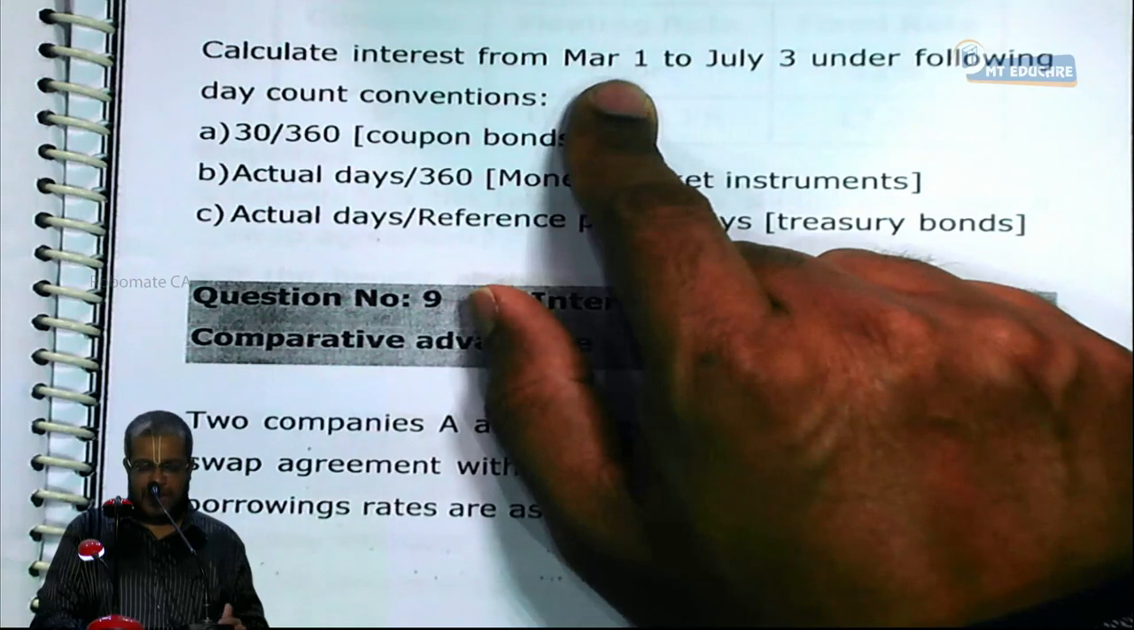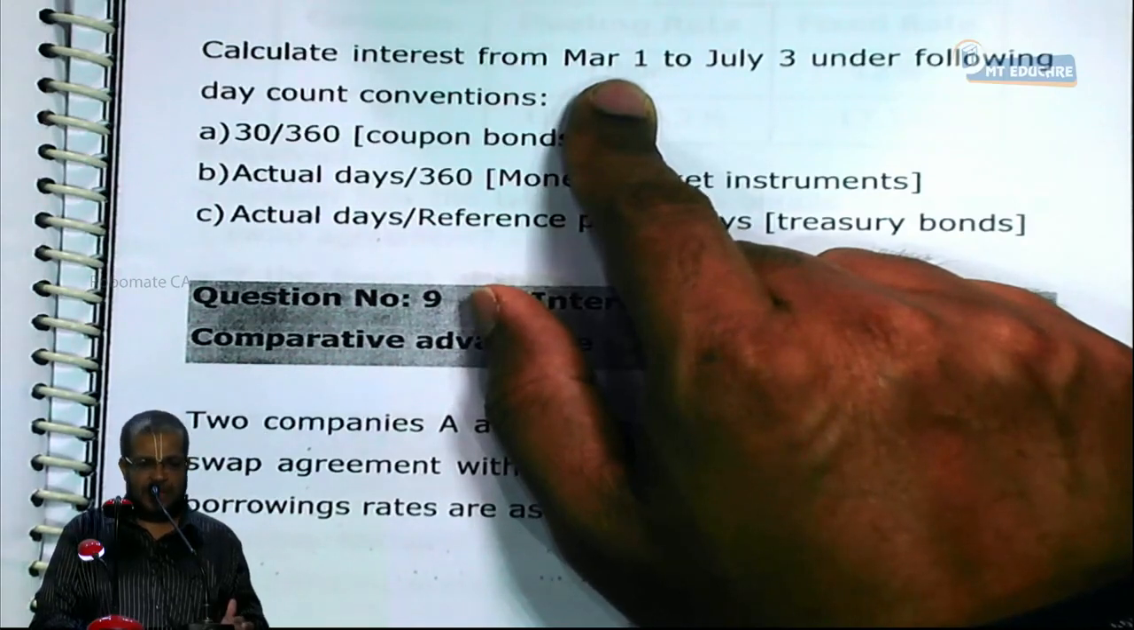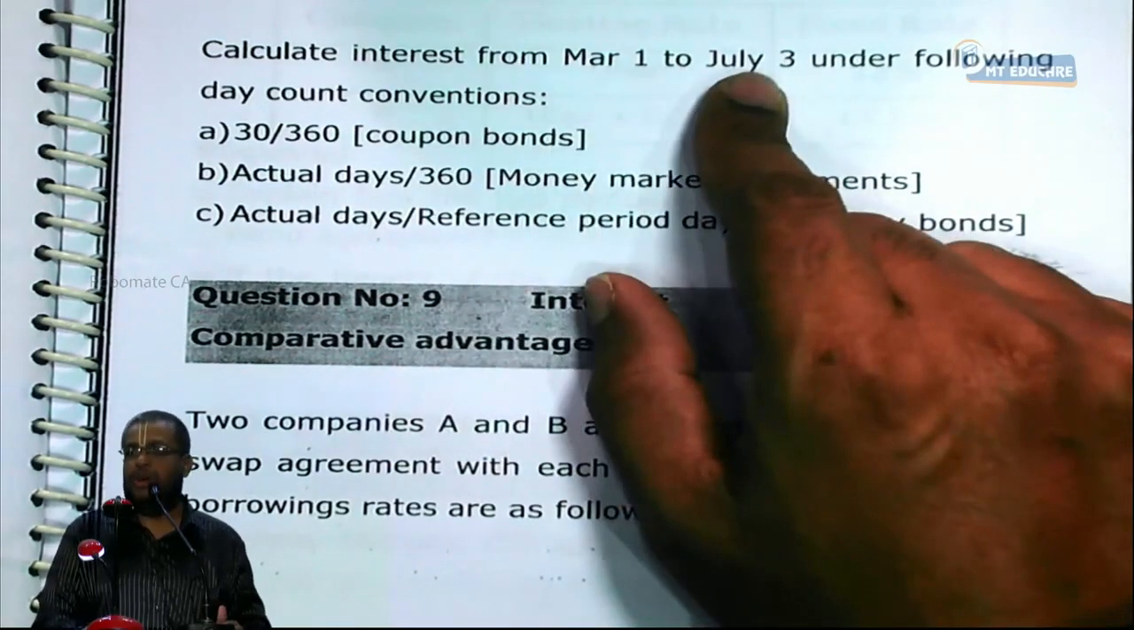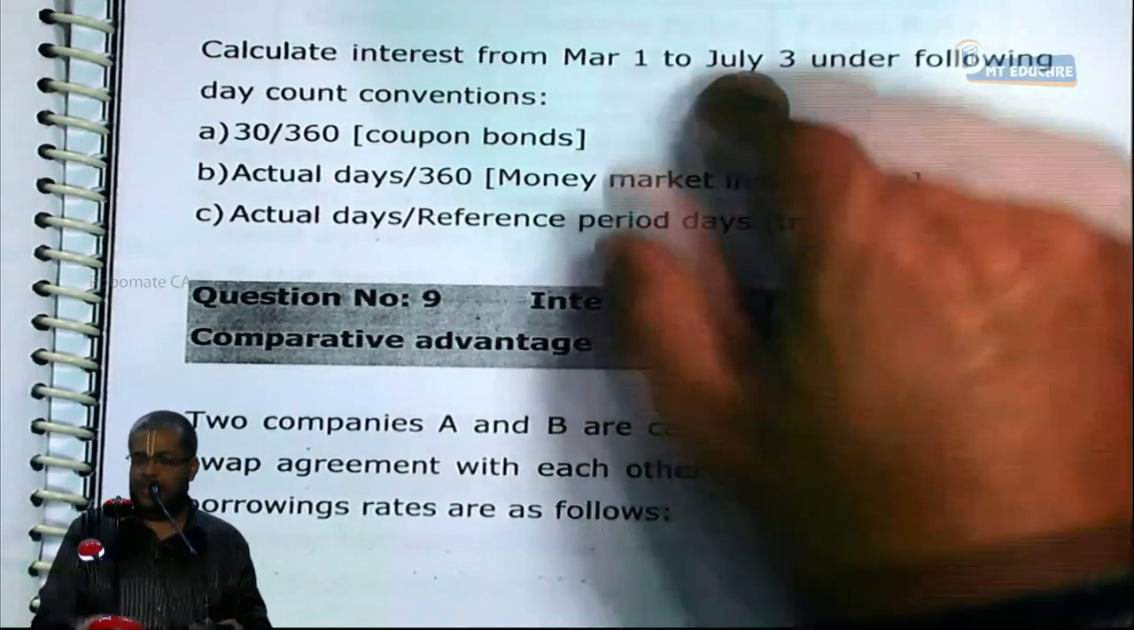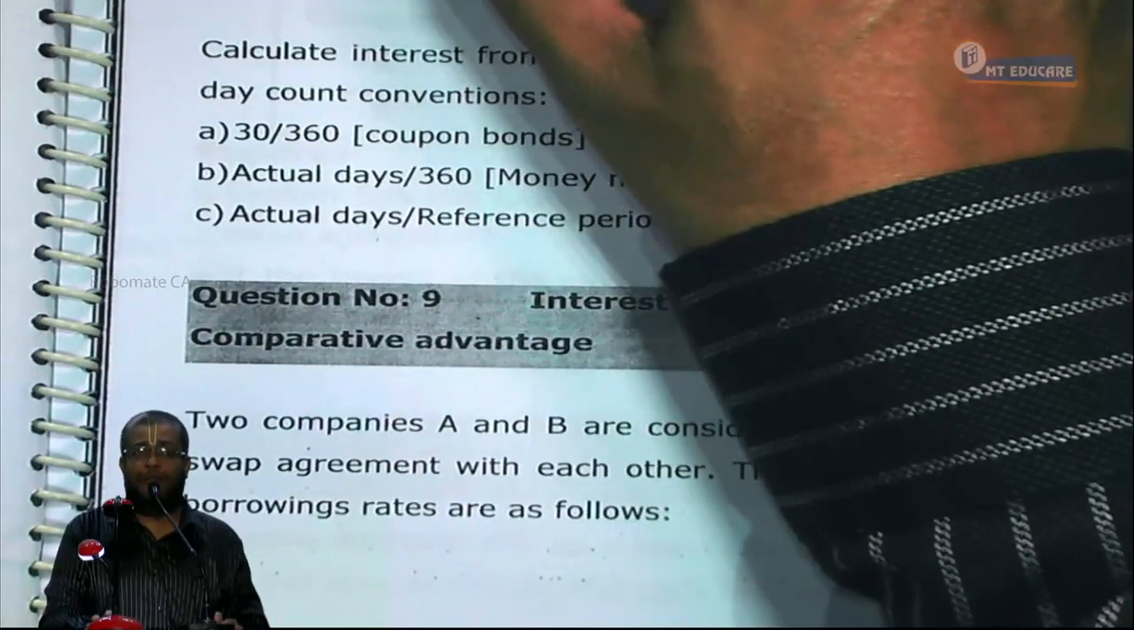61. May, how many days? 31. That gives you 92. June, how many days? 30. That gives you 122. Plus how many days further? 2 days. How many days interest here? 124 days. So the calculation is similar.